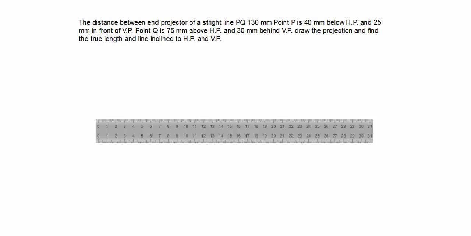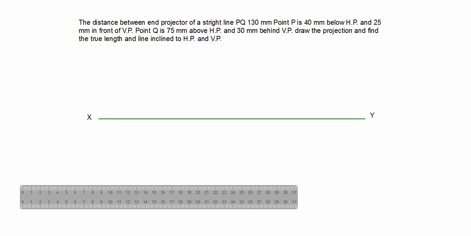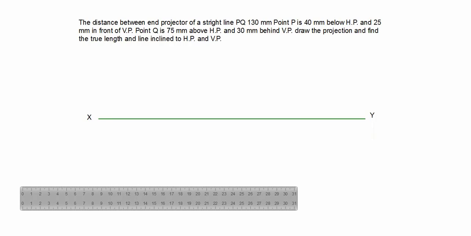Now first we draw our XY line, then we mark the X and Y point, and we know above XY line in first angle there is a HP plane, VP plane, and below XY line there is a HP plane.